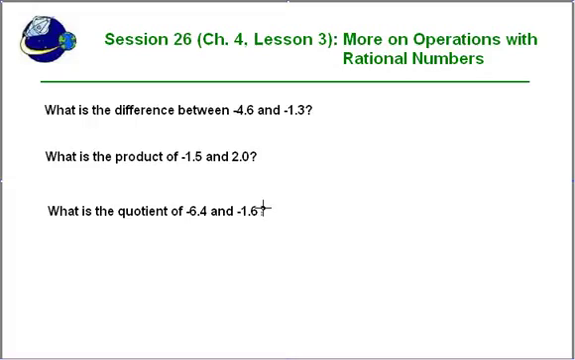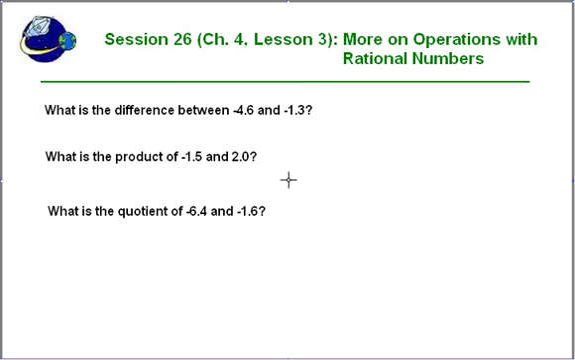This lesson 26 is going to be dealing with a little bit more about working certain operations with rational numbers. This is going to be a very short lesson. The method in which we deal with these types of rational numbers is practically identical to how we did it with the integers themselves. Let's start off with the first one. First question here. What is the difference between minus 4.6 and minus 1.3?